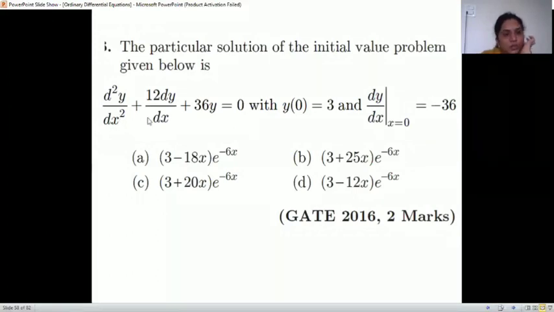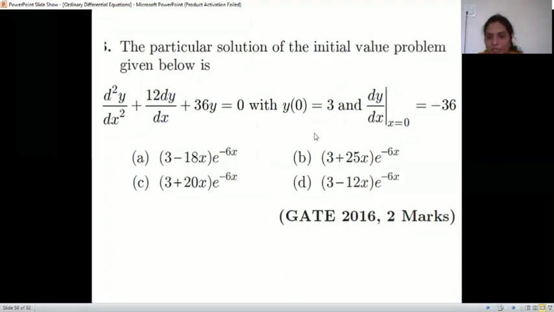As the equation is D square plus 12D plus 36 equal to 0, its roots are, no, 6, 6, okay, minus 6, repeated. So y is c1 plus c2x into e raised to minus 6x, right? And finally, find those particular constants c1 and c2 by using the conditions. The first condition is y of 0 is 3, and the second is dy by dx at x is 0 is minus 36.